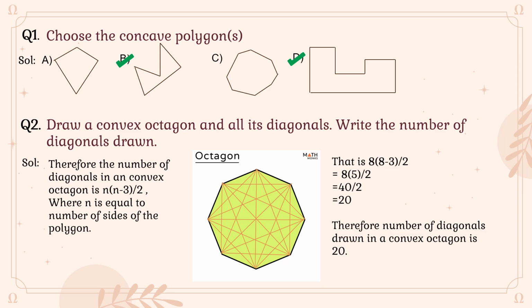If you are still unable to find it out, you can watch the video again. I have represented all the 20 diagonals. Or you yourself draw the octagon neatly on a plain paper and draw the diagonals. You will get 20 diagonals definitely. See, I have shown you the workout here. So therefore, the number of diagonals drawn in a convex octagon is 20.